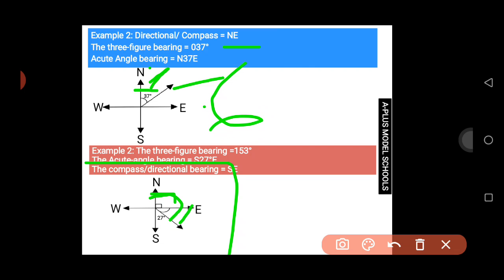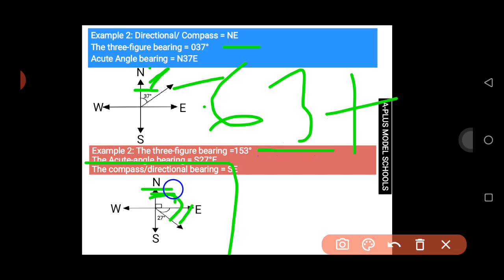So that will be 63 degrees plus 90 degrees. That is 153 degrees, you can see. So the three-figure bearing is already in three digits, so I don't need to add any zero. Do you understand how I get that 153? Let me take it once again.